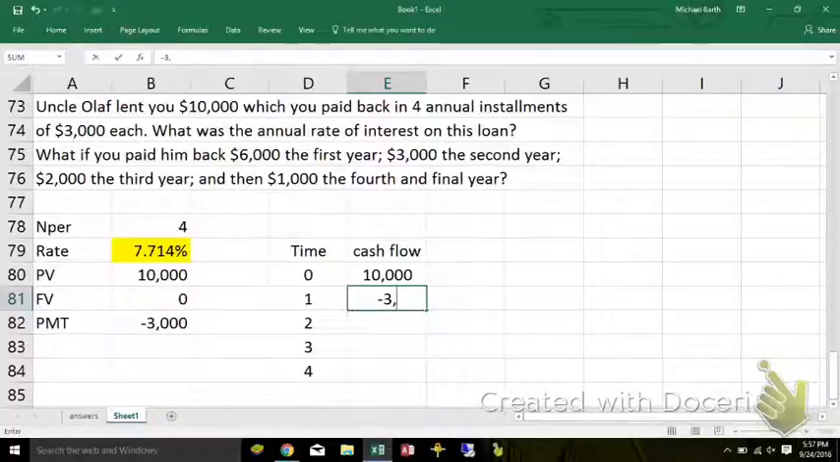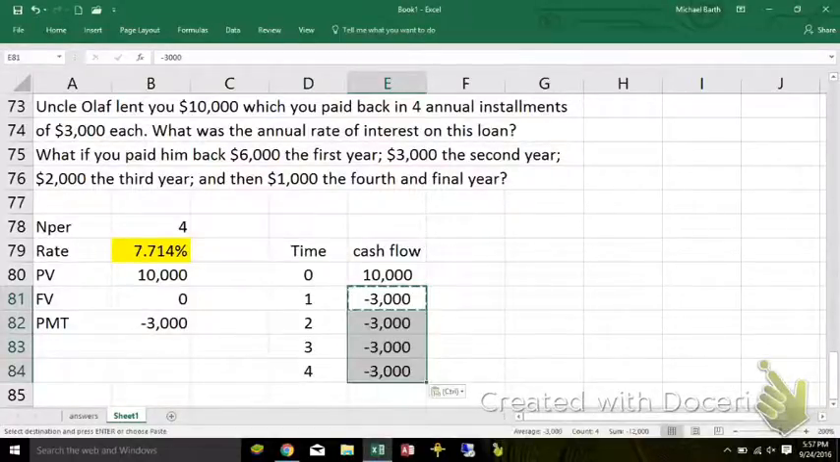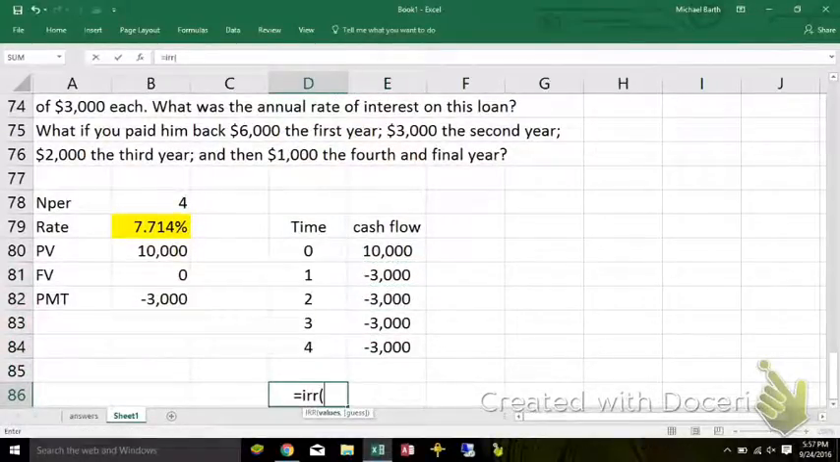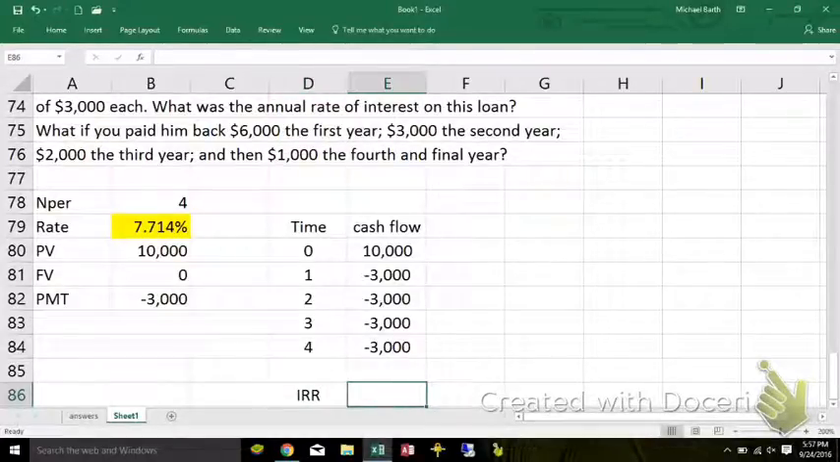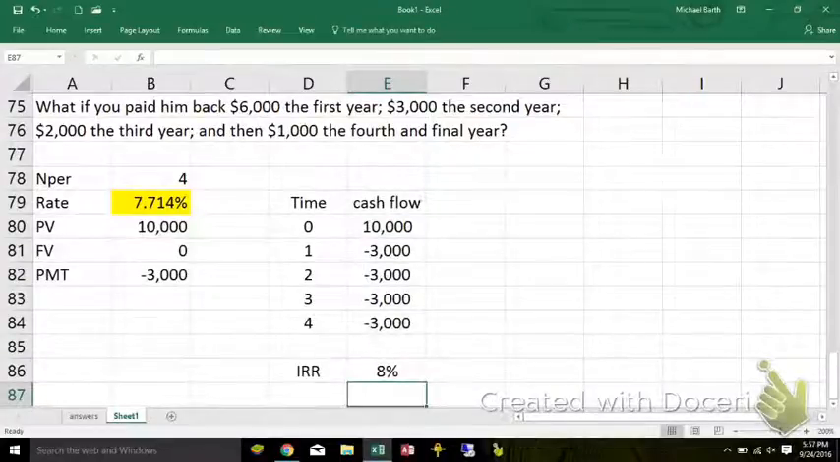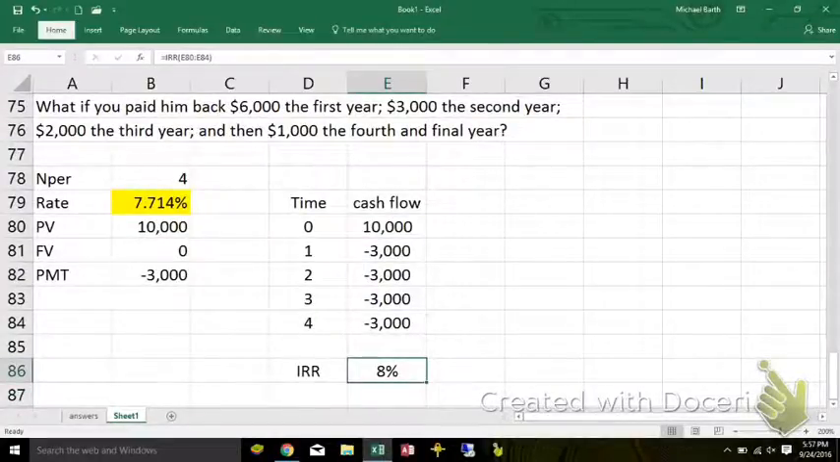And then at time 1, 2, 3, and 4, you paid back $3,000. The IRR function is the equivalent of solving for rate. So equals IRR, and it's a simple function. You just cover up all the cash flows. You got to have a cash flow at time 0 and then cash flows here through period 4, but just cover all that stuff up and you come up with the exact same answer.